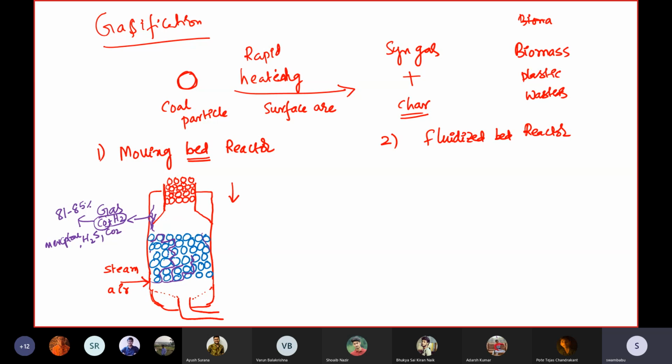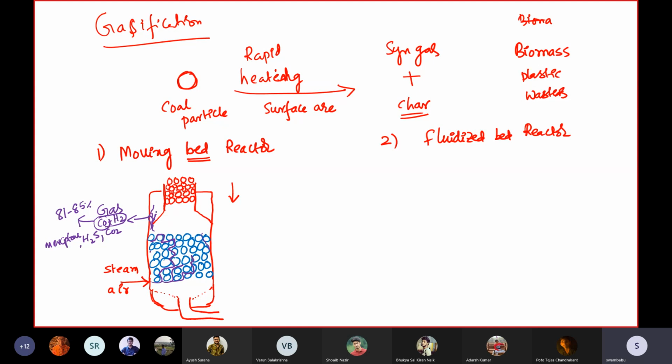This depends on the purity of the coal. Suppose you take coal from some of the reserves in India, it will have very high sulfur content, so the purity of the syngas will be lower. But if you take coal from reserves in Europe and Australia, they have very, very little sulfur. At that time the quality of the syngas could be more than 95%.